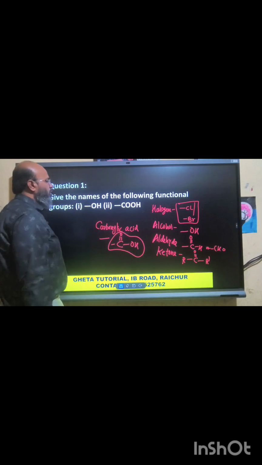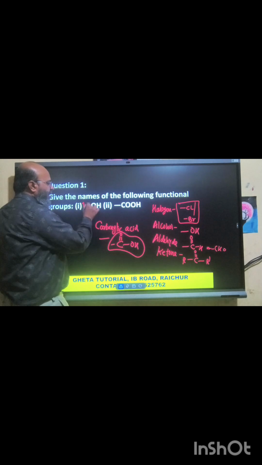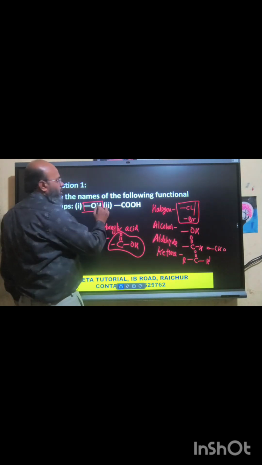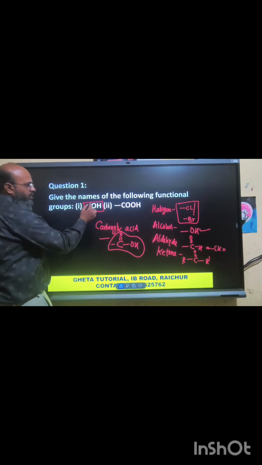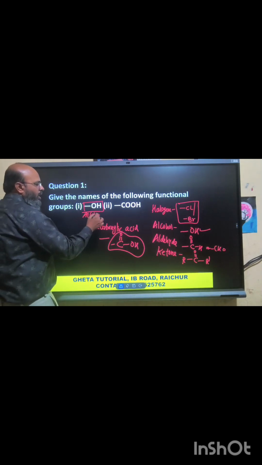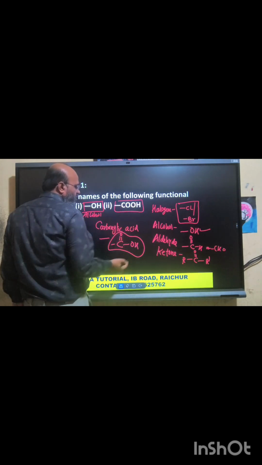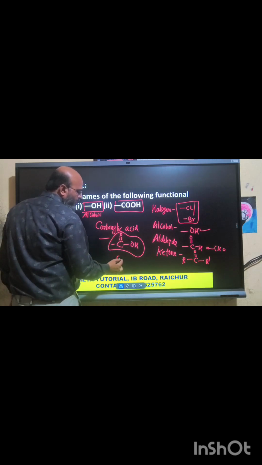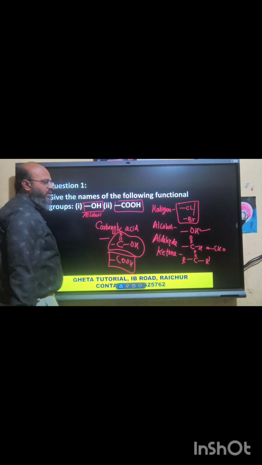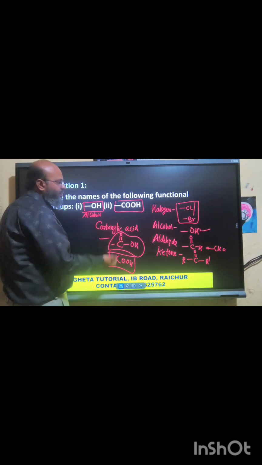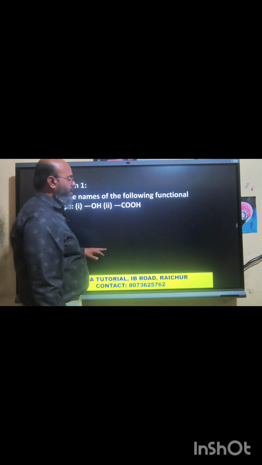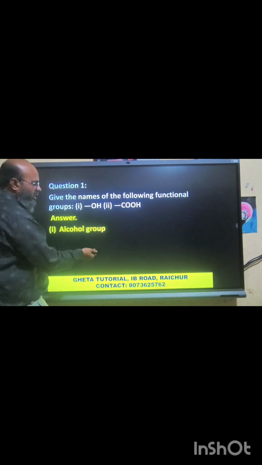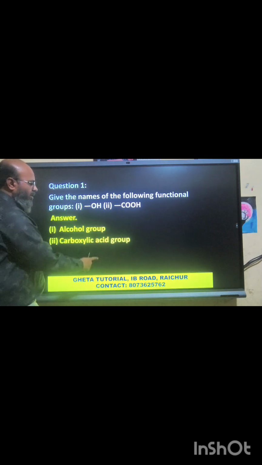So now you are able to say the answer to this question. OH, the name of this functional group is alcohol. So the answer for this one is alcohol. And COOH, the name of this functional group is carboxylic acid. So the answers for this question are: alcohol for OH and carboxylic acid for COOH.